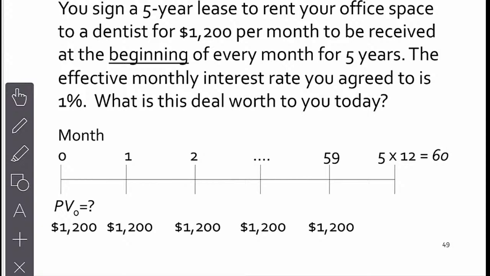You sign a 5-year lease to rent your office space to a dentist for $1,200 per month to be received at the beginning, I underline it, of every month for 5 years. The effective monthly interest rate you agreed to is 1%. What is this deal worth to you today? So this is different. How is this different? Anyone?